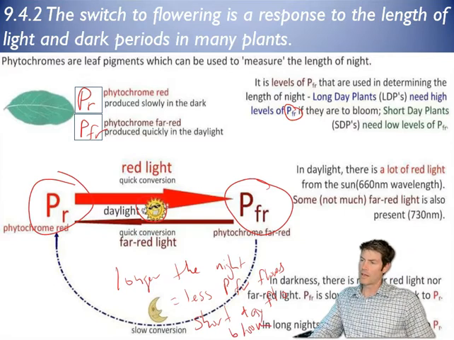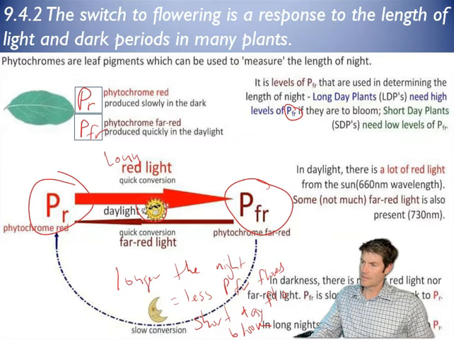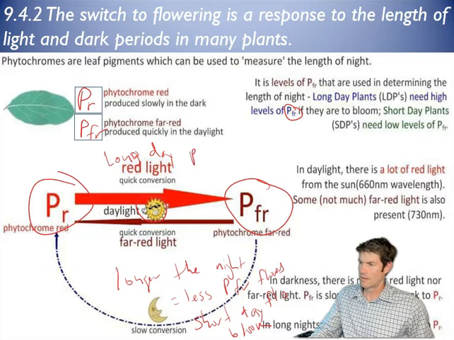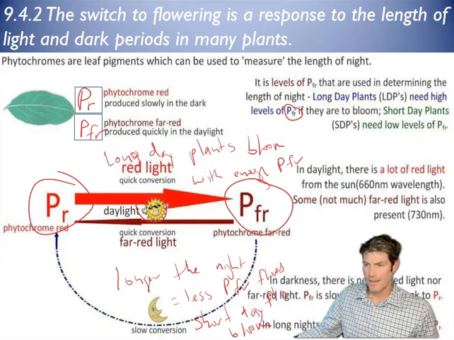And the long day plants like that PFR, and then they start to bloom once they get enough of it. They look for that critical level. It's like a turn on for them. They want that PFR. All right.